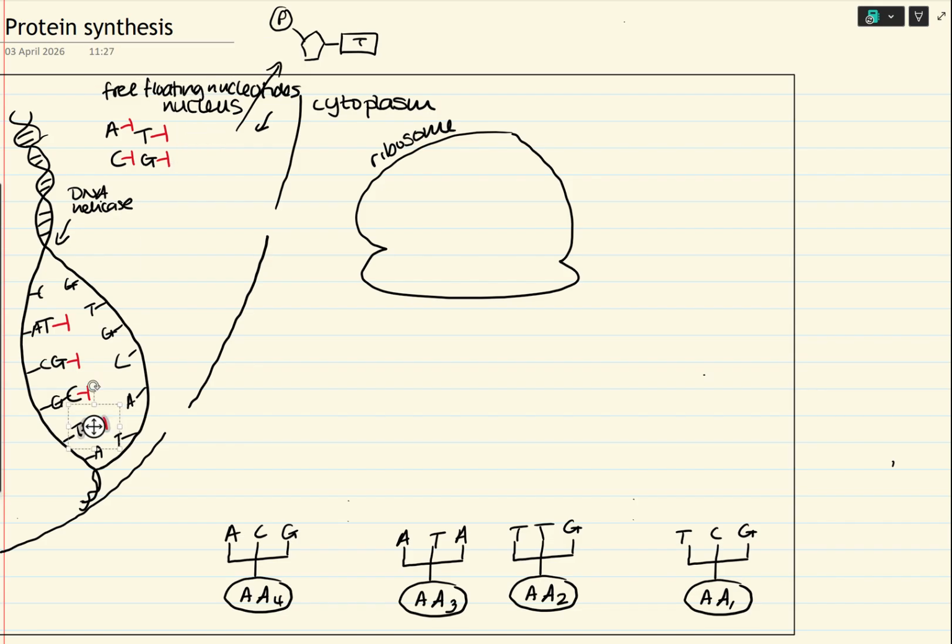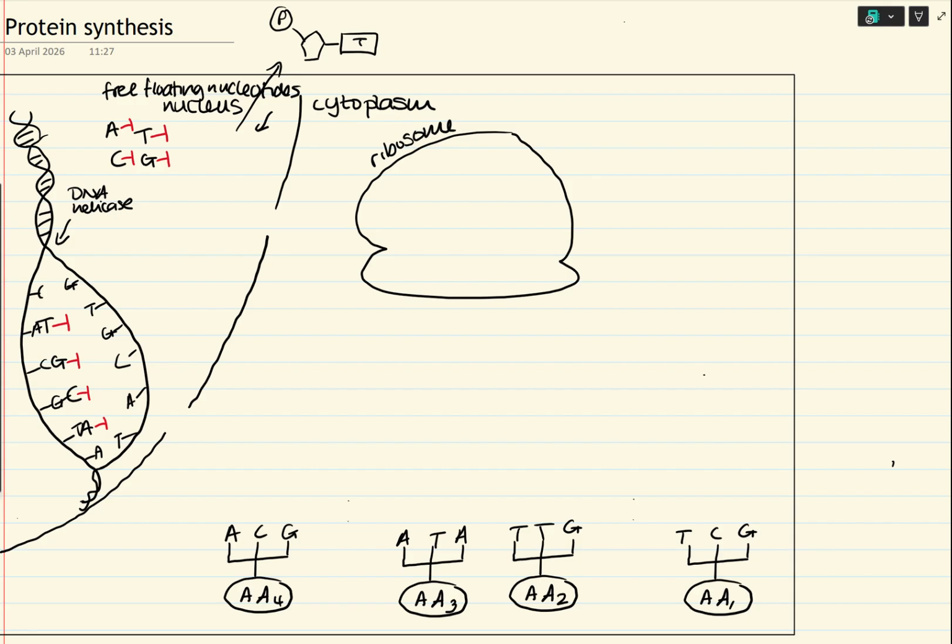Put that one here. And the same thing would happen on the other side. Okay, so the same thing would happen on this side as well. I'm only going to focus on one of the sides here. Now we've got our bases in the correct order. What we now need to do is get that information to the ribosome. So to get that information to the ribosome, first of all, we need to join it up.